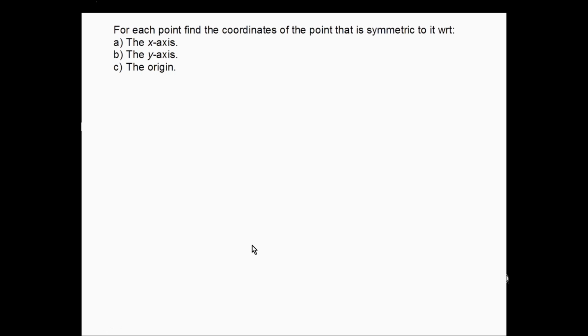Okay? So it kind of comes down to, do you remember which one changes its sign? So here's my point, negative 6, 23. For part A, the x-axis, remember, you change the sign of the other variable. So x stays the same, and y changes sign. So it's going to be negative 6, negative 23. Those two points are symmetric with respect to the x-axis.